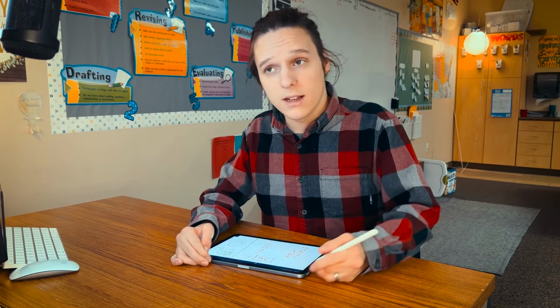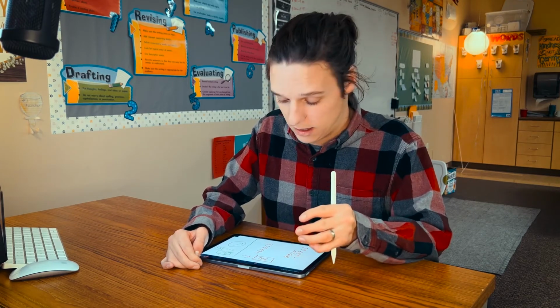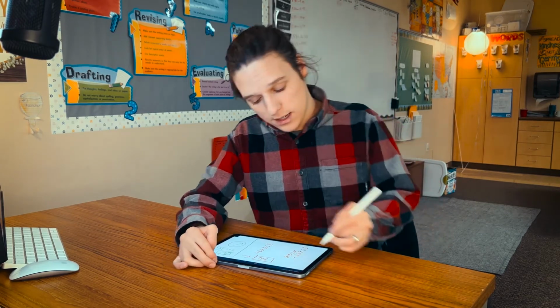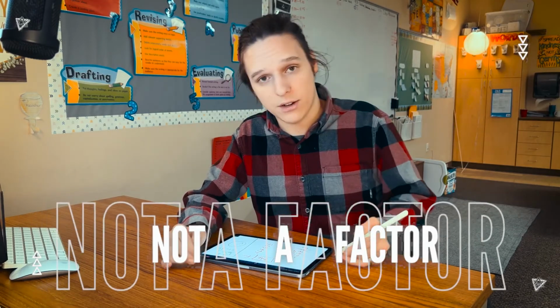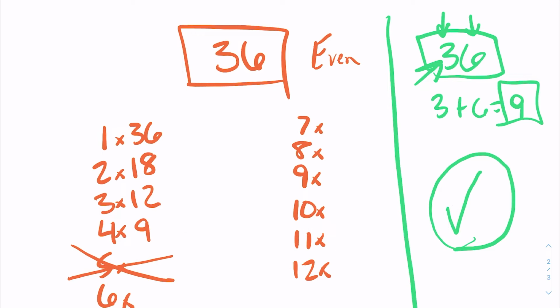Next, 5. Let's see. 25, 30, 35, 40. We skipped right over 36, so 5 is not a factor. Next, 6. 6 is a factor. So 6 times 6 will get me to 36.